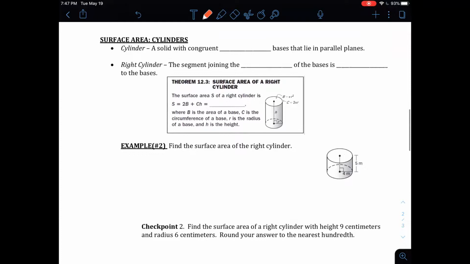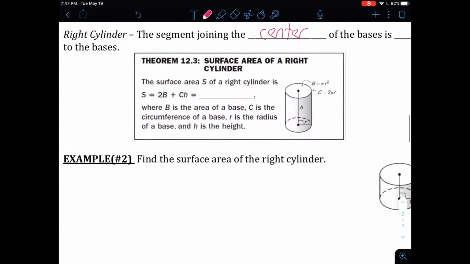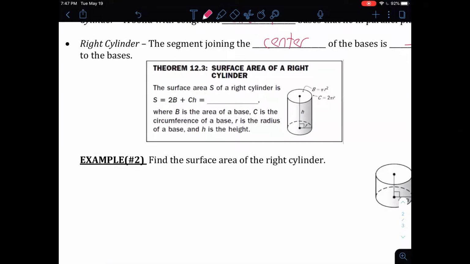All right, we're doing cylinders now. A cylinder is a solid with congruent circular bases that lie in parallel planes. In a right cylinder, the segment joining the centers of the bases is perpendicular to the bases. So, the surface area of a right cylinder is this formula.